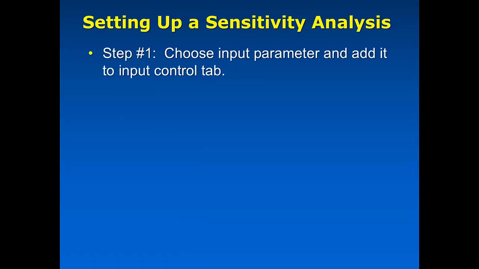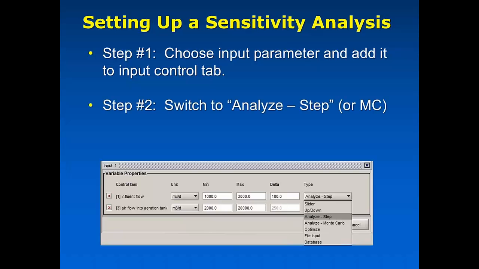Okay, so how do I set up a sensitivity analysis? Well, the first thing you do is you put together your regular model just as you would at any time, and you select the scenario, and you basically get to the point where you want to run your scenario, run your system. Then you choose whatever input parameter and make sure that you've added it up there on the input control tab. So usually when you drag it up there, it will appear as a slider first by default. And now what you want to do is switch it from slider to analyze step.